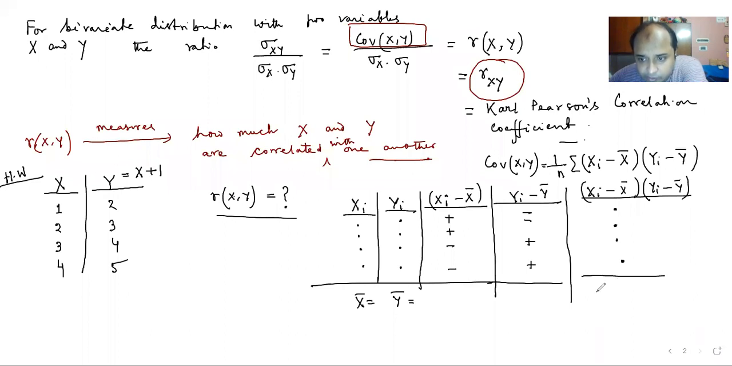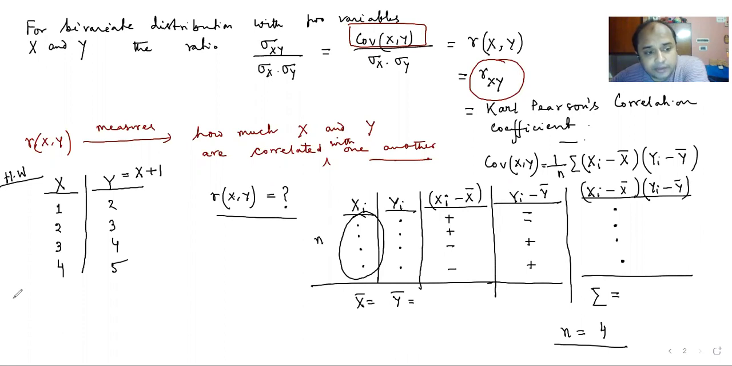So the product will be calculated. After this, you calculate the summation of this column, and that summation will be divided by the number of terms. How many observations are there? There are n observations, 4. In this manner, you can calculate the covariance xy.